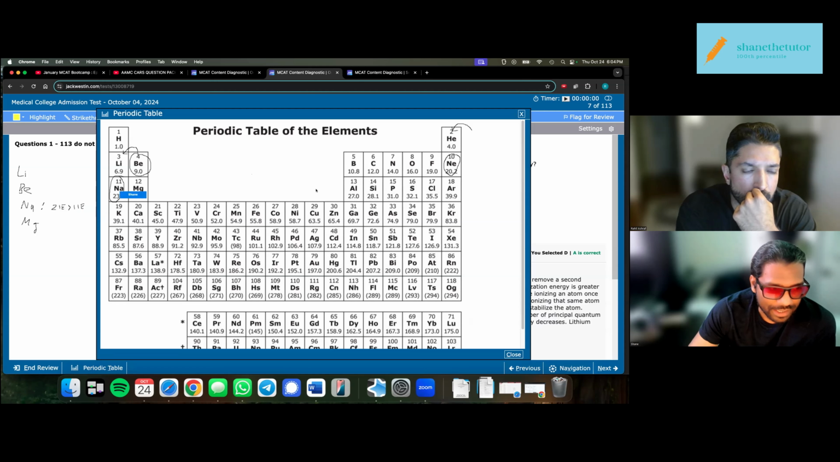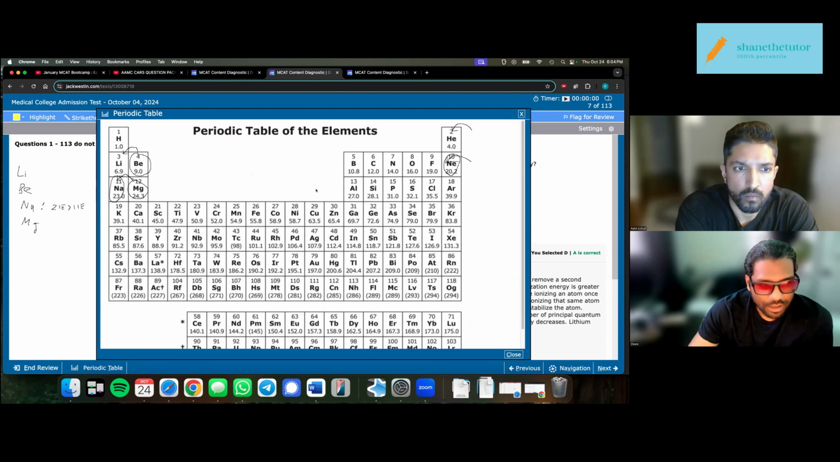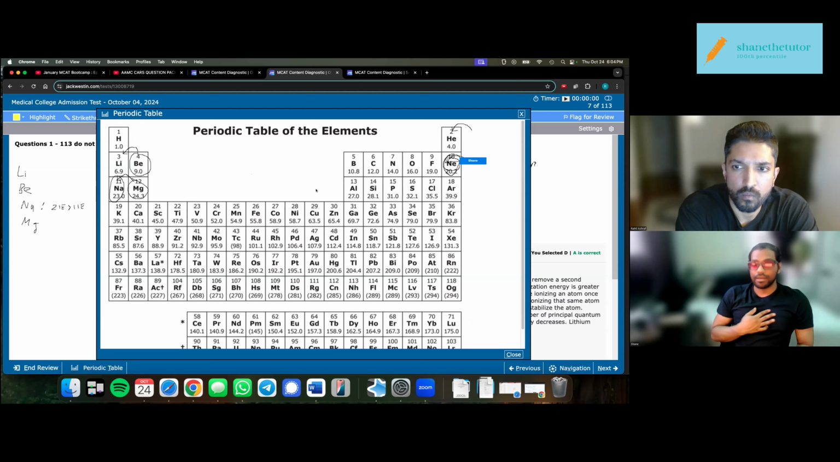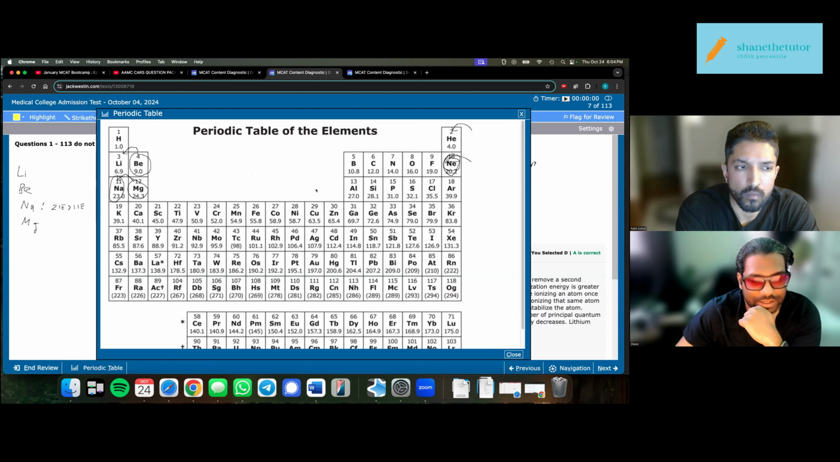If we look at magnesium here, first ionization energy would make it like sodium. Second would make it like neon. So magnesium has a low second ionization energy, but if you wanted to ionize it again, it doesn't want to do that. So, yeah, that won't work. Beryllium, I think I went over that.